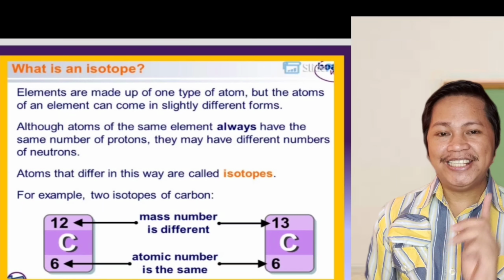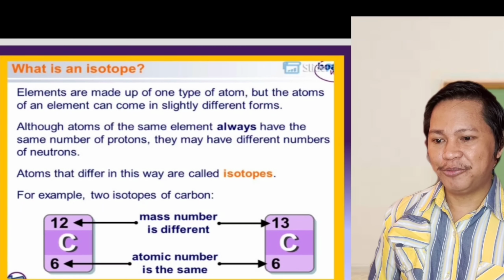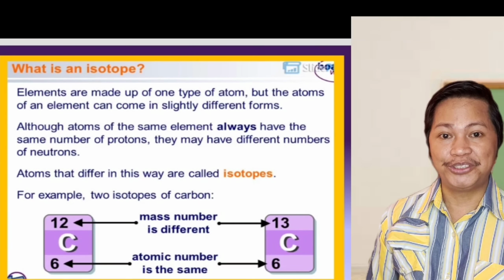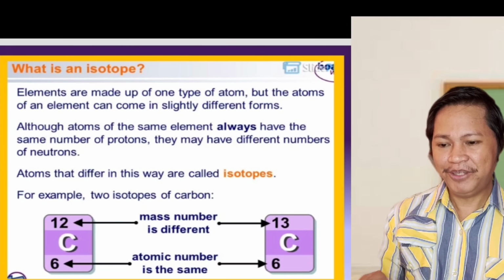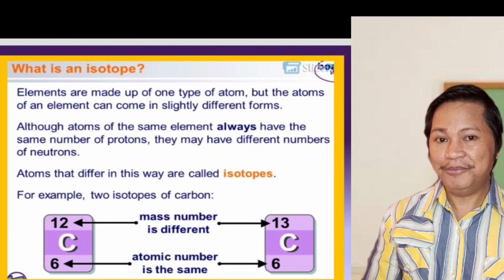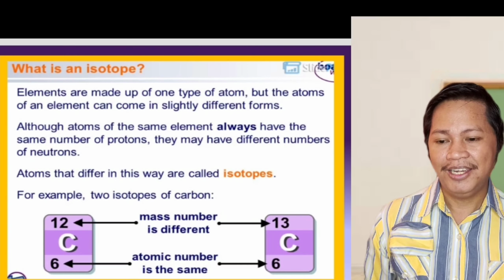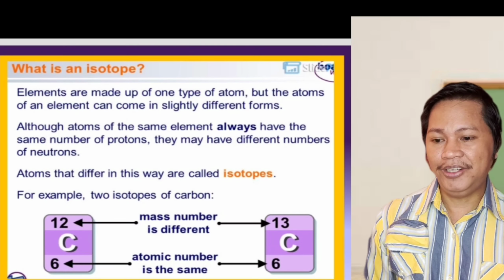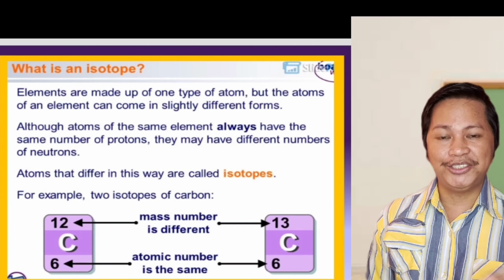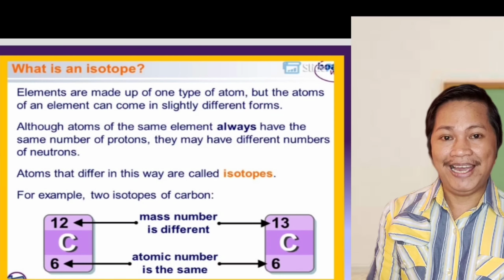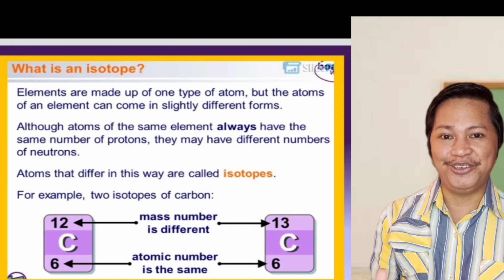Presenting now is an example of an isotope. For example, two isotopes of carbon. Remember, carbon has a symbol written as capital C. It is written or placed at the center. We have here a comparison of the two isotopes. They have the same atomic number. So look at that.